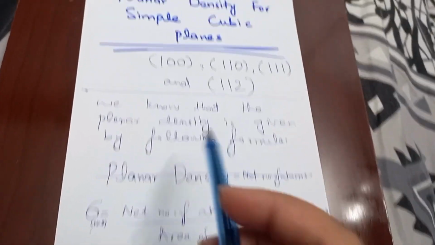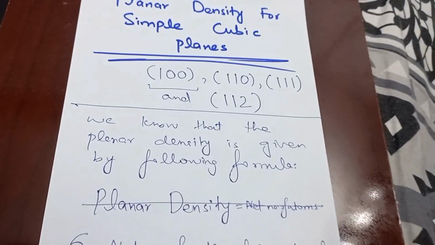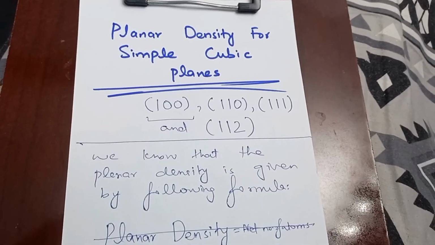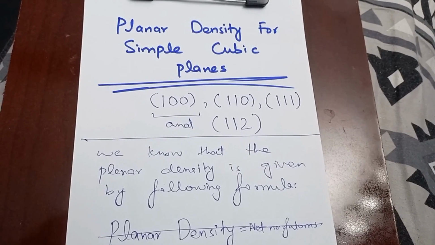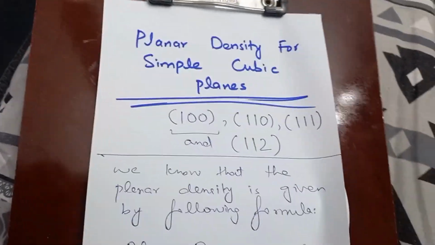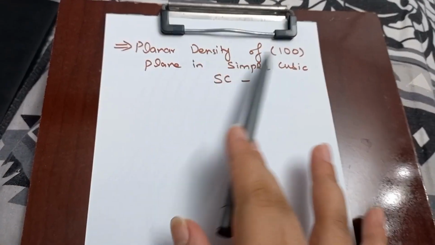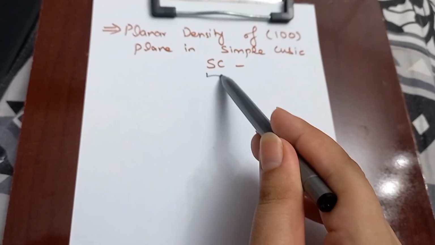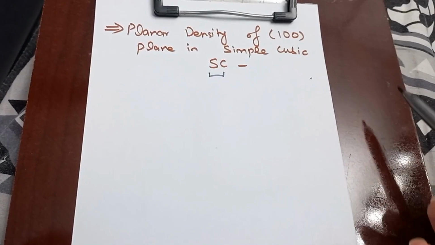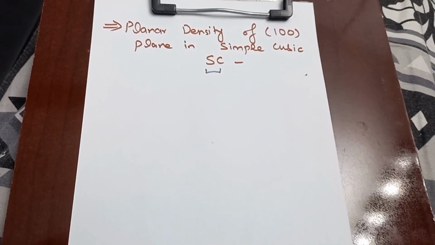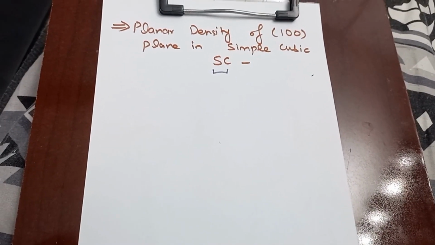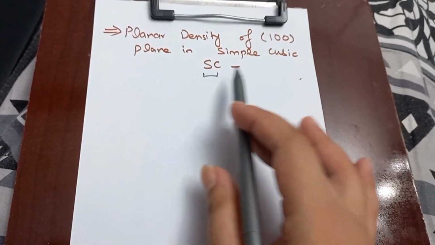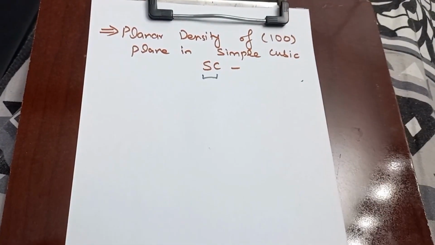Now let's do it for the 100 case. For the 100 plane in simple cubic structure, we are going to find out the planar density right now. Sometimes the SC symbol is also used to show simple cubic, just like FCC shows face centered cubic, BCC shows body centered cubic. Similarly, capital SC shows simple cubic as well.